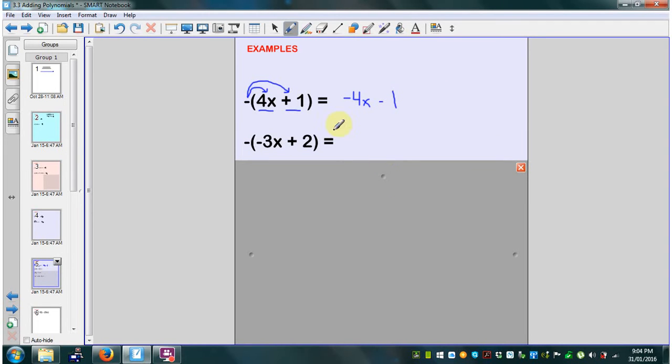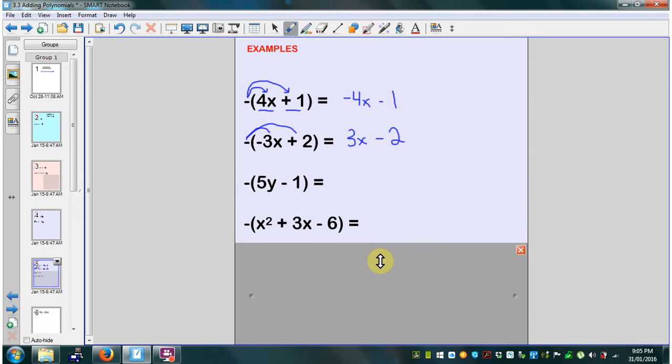We're going to do the second one together. So the negative multiplies in here, and the negative multiplies in here. So we switch the signs. Negative 3x becomes a positive 3x, because negative times negative is positive, and negative 1 times positive 2, a negative times a positive, is negative. Or we can just remember this is a positive 2 and we have a negative out front, so we switch our signs.